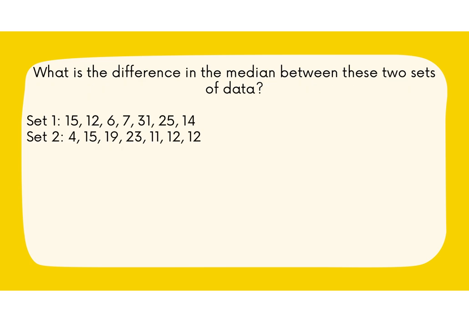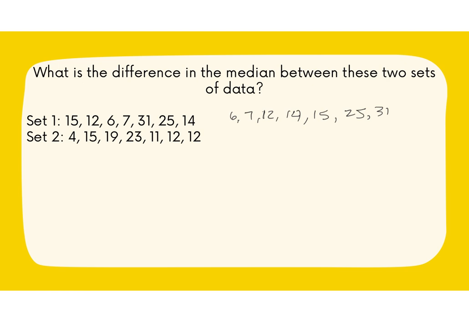In our second example, we have 2 sets of data, and we're going to be asked to compare them, and we're going to find the difference in the median between the 2 sets. So for the median, remember we need to put them in order. So I'm going to start with 6, 7, nope, missed a 12, so we'll put the 12 in there. 14, 15, 25, and 31. I should have 7 numbers there, which I do.